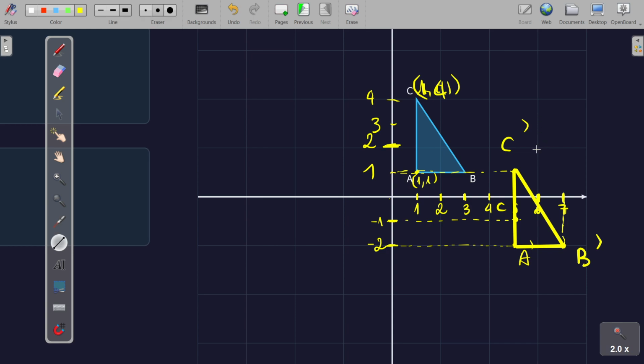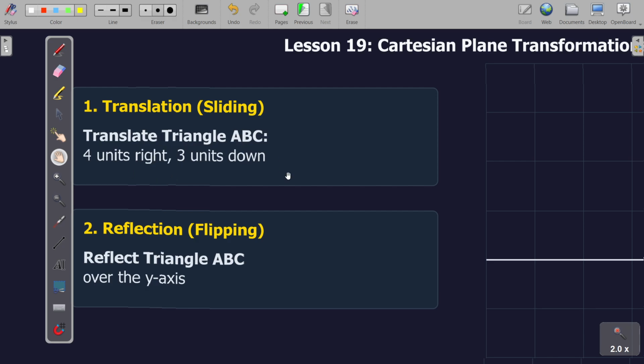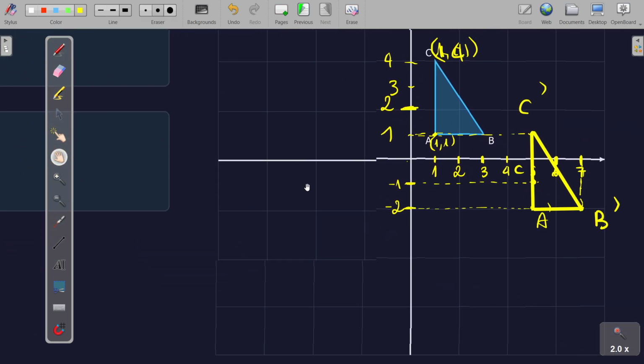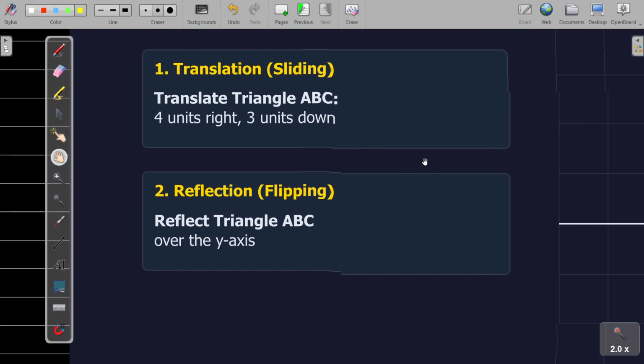Let's go. I just did that using translation. You have seen the entire process together with me by going 4 units right, 3 units down. This is the whole full process. Again, let's do it for reflection and flipping.